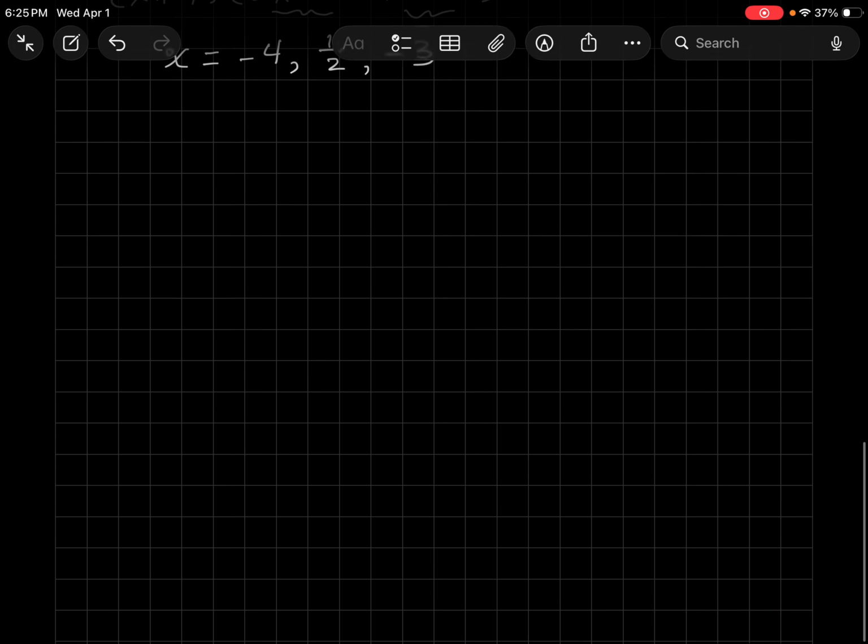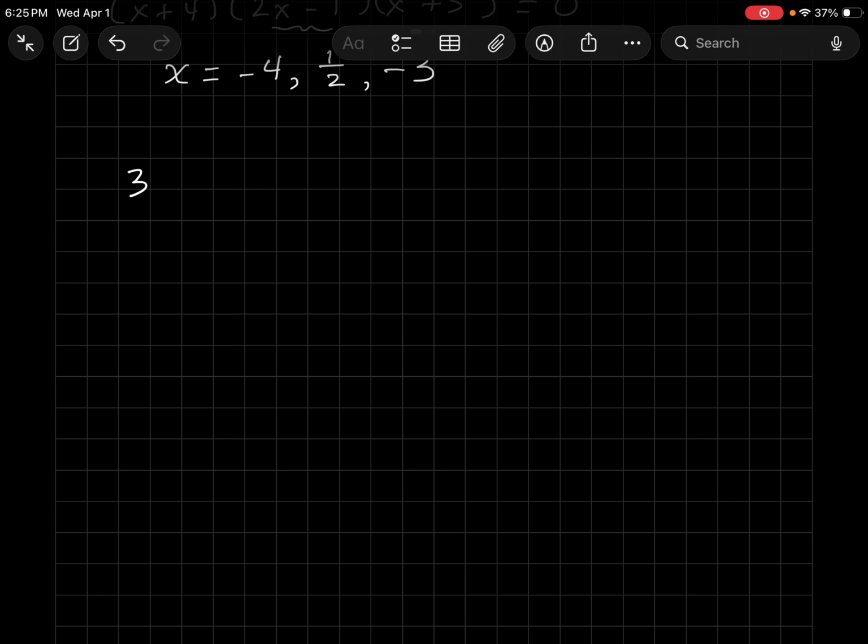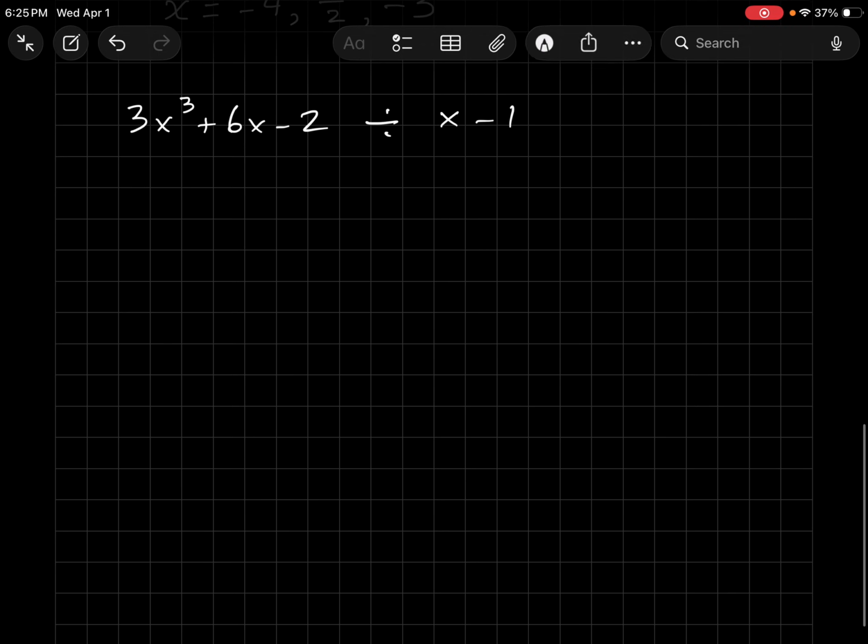One more example. What if we want to divide 3x cubed plus 6x minus 2 by x minus 1? So we're trying to see, is x minus 1 a factor? We'll see. Which means, is x equals 1 a root or a 0 or a solution? Which means we'll put the potential solution, x equals 1, up in the box, and then put our coefficients. 3 goes with the highest power of x cubed. Then I have a 6 and a negative 2.